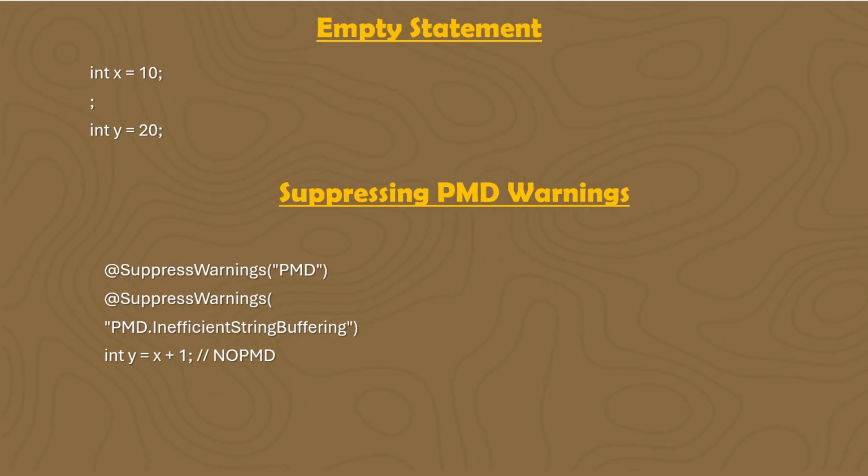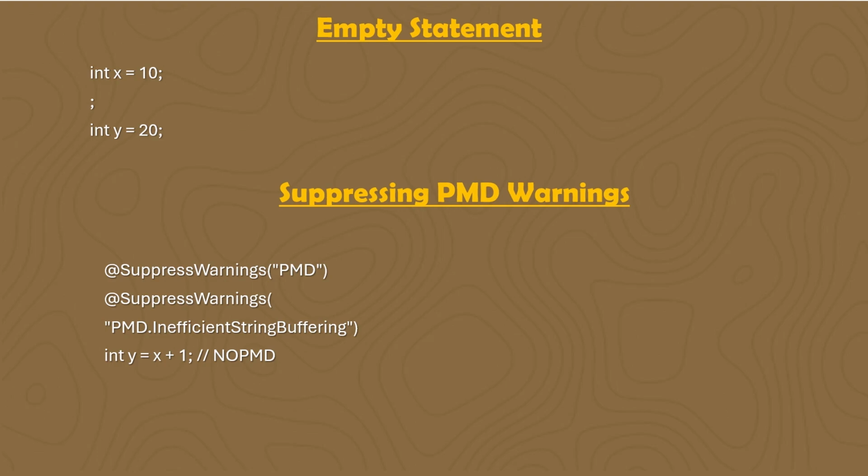Second, a specific PMD rule can be suppressed by mentioning the rule name, such as PMD.InefficientStringBuffering. Third, individual lines can be excluded from analysis using the NOPMD comment. However, suppression should be used carefully. It is always better to fix genuine issues rather than hiding them.